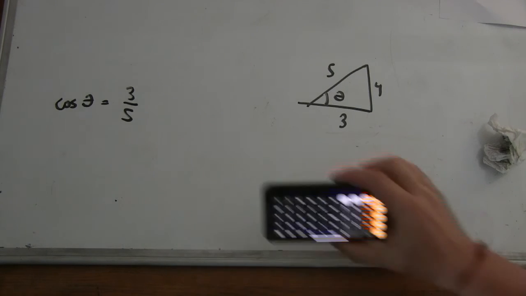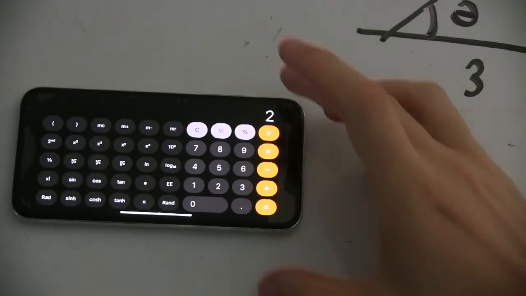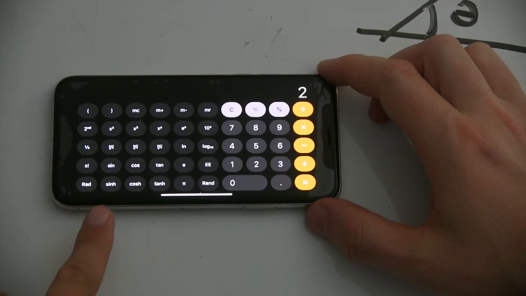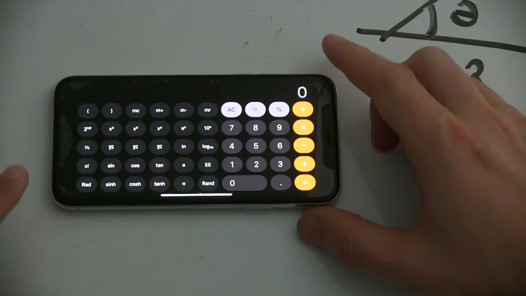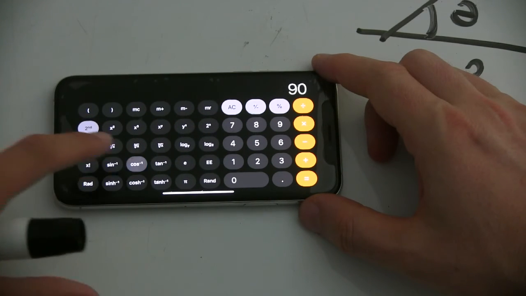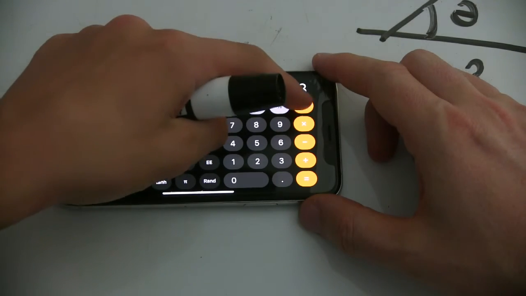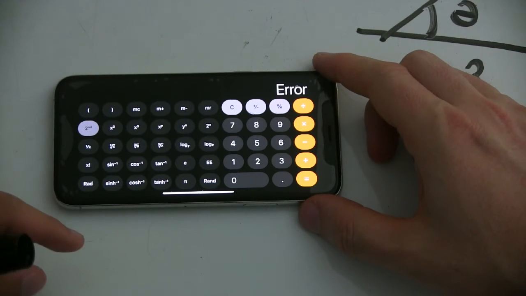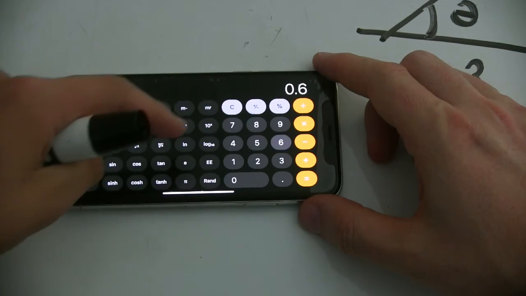This one we can probably do on the iPhone scientific calculator. Why don't I zoom in? Keep the calculator there. Alright, so how do you... Is there an inverse cosine? Is it sine, cosine, tangent? No. Oops. Try the second button. There we go. Okay, so I have to enter it first. So 3/5, and then I probably have to evaluate it. It's 0.6.